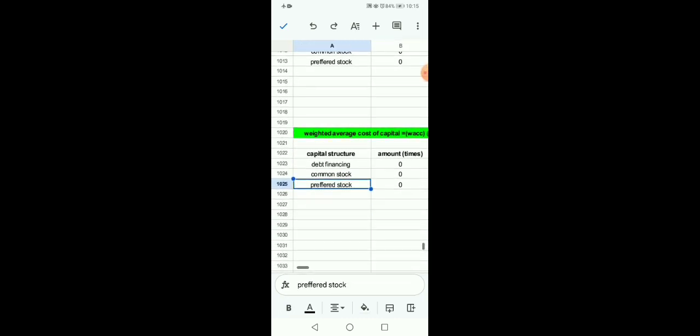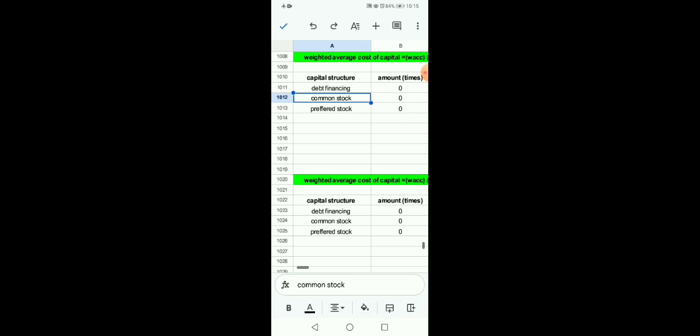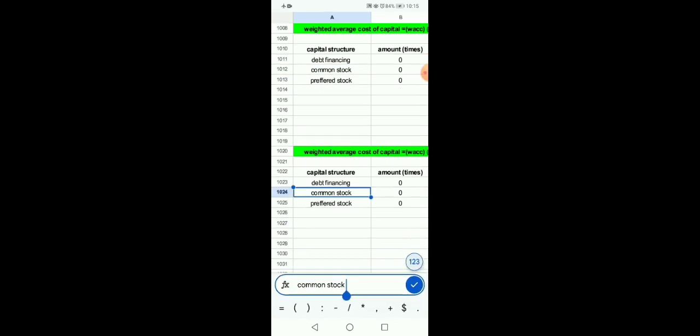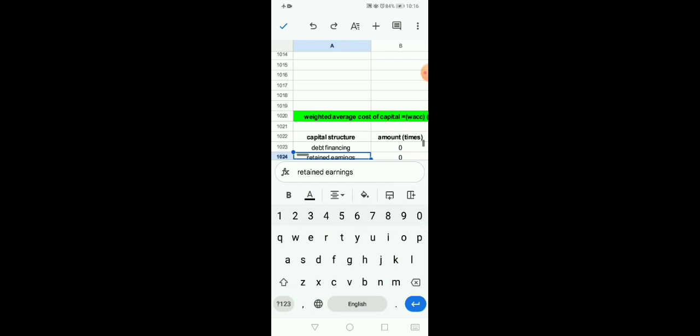As it was mentioned earlier, this procedure will be repeated. What I will do is just paste the same things again. The only thing you will change: instead of common stock, you will write retained earnings here. So for retained earnings, we will be changing its weight and its cost.